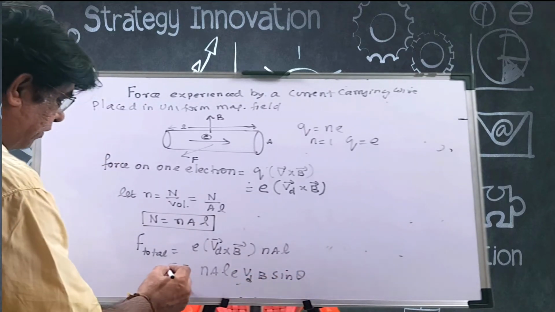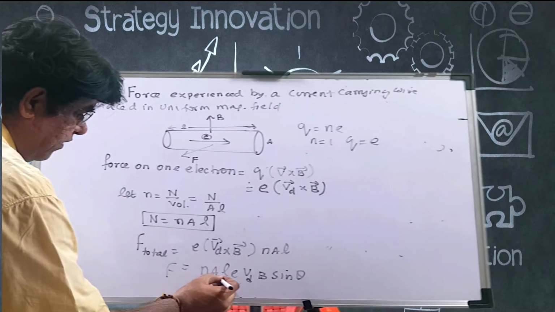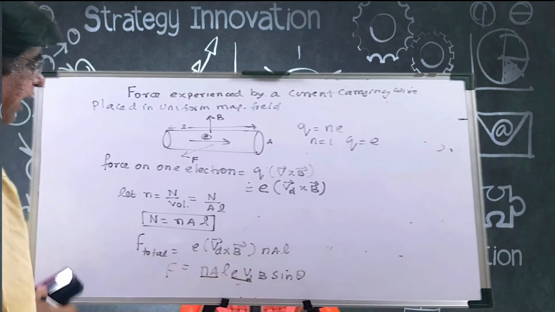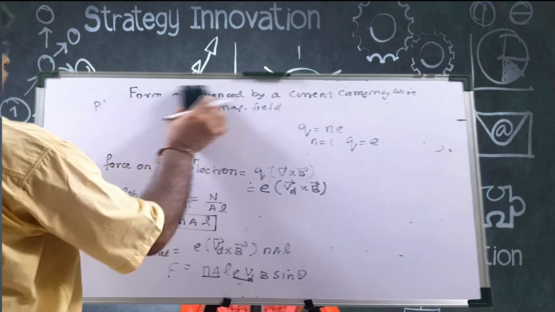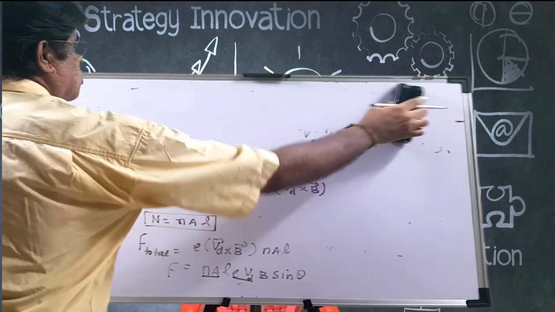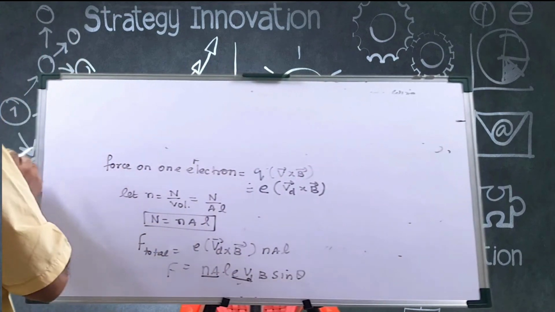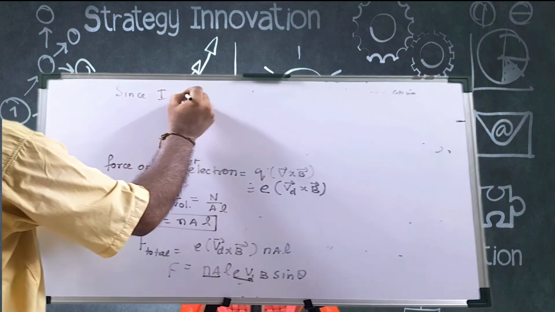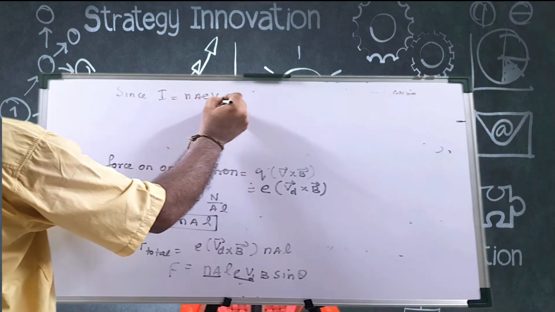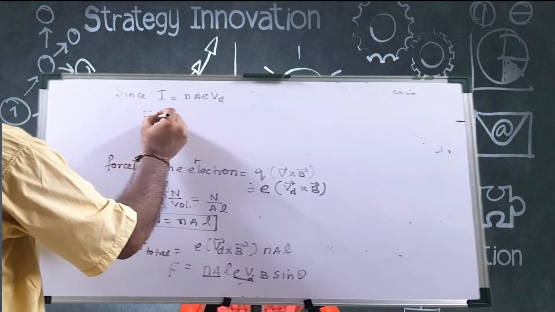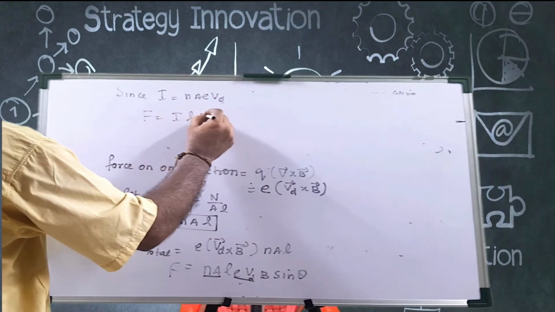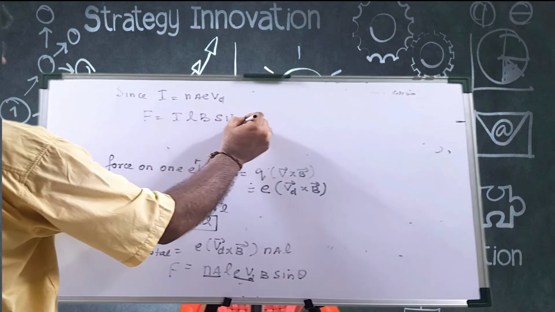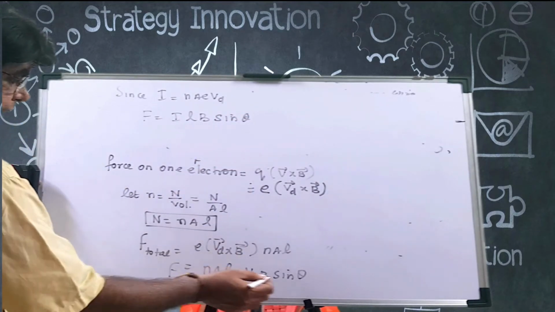So I get F equals to this. Now, I know what NAeVd is. NAeVd is called current I. So let's use the formula NAeVd equals current, which we studied in the current chapter. Since I equals NAeVd, I get F equals to ILB sine theta. This is going to be my ILB sine theta.